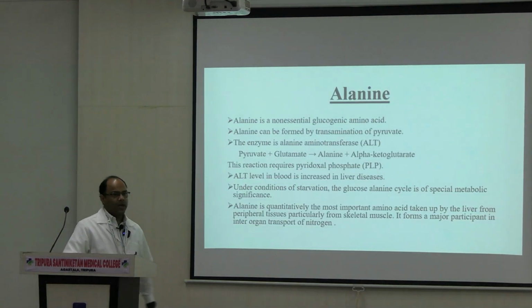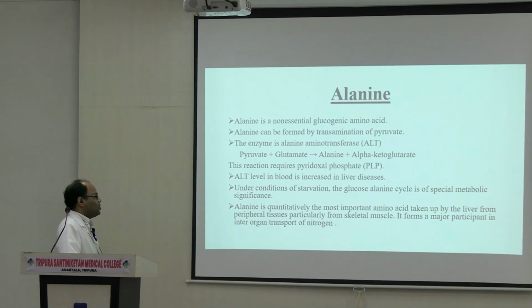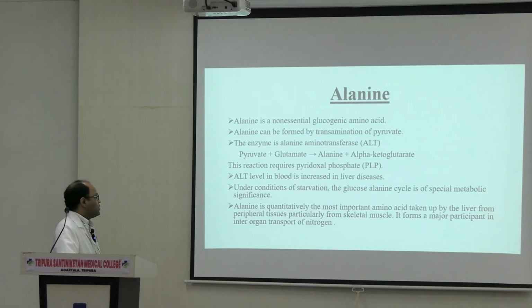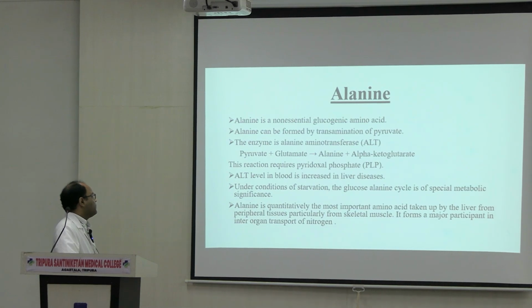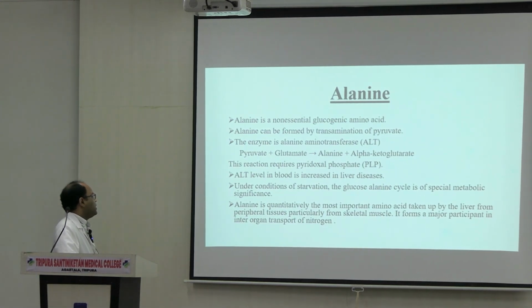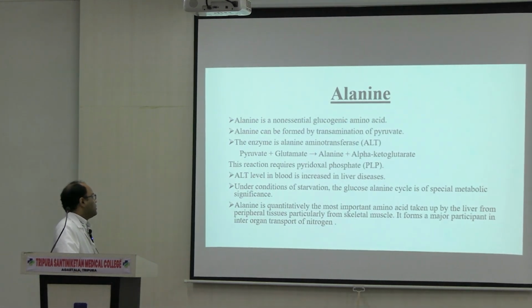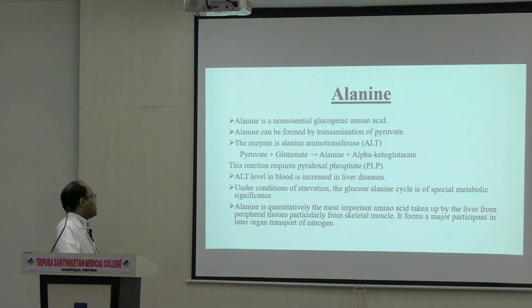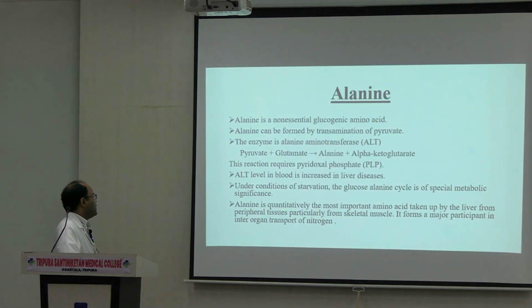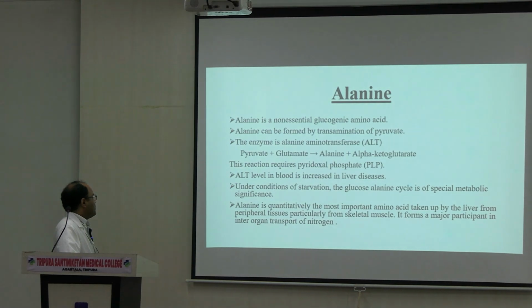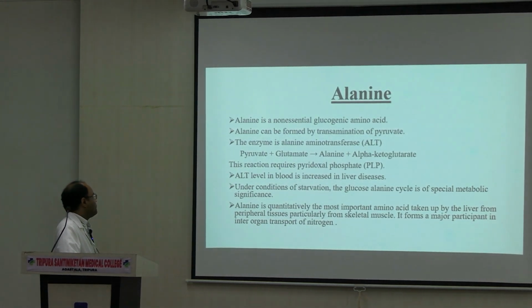Next important topic, alanine. It is a non-essential and glucogenic amino acid. Alanine can be formed by transamination of pyruvate. The enzyme is alanine aminotransferase. Pyruvate plus glutamate combine to give alanine plus alpha ketoglutarate. This is the enzyme ALT. This reaction requires pyridoxal phosphate, PLP.